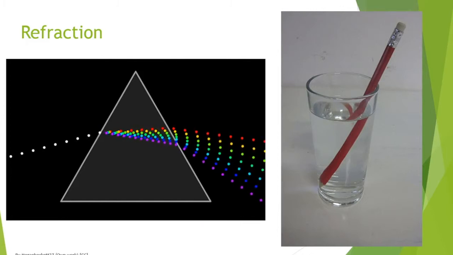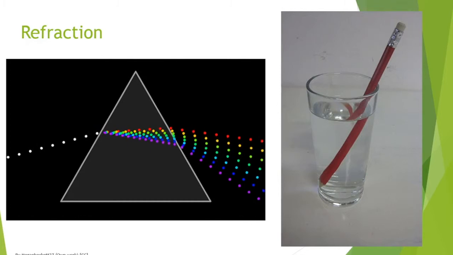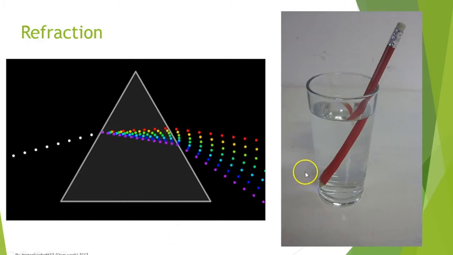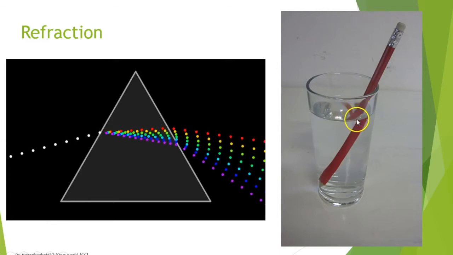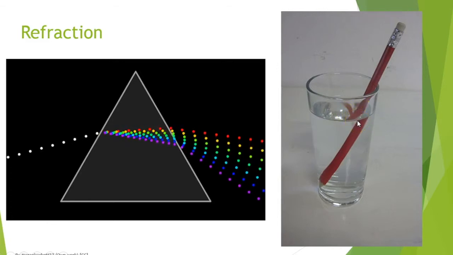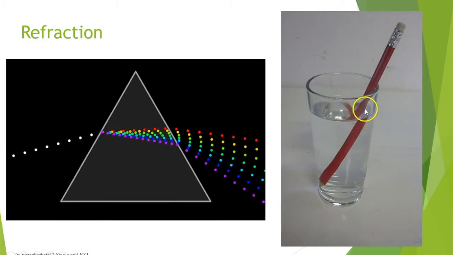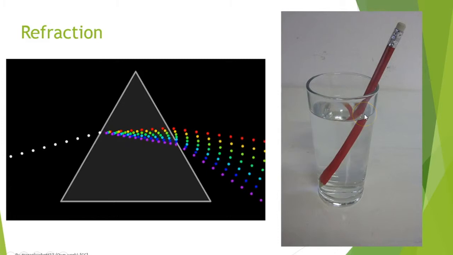Refraction is the bending of light, and the two common examples which are talked about in the standards are through a prism and through water. Whenever we see light bent, we're going to see an effect. In refraction of this, it's going to look like the pencil is not in one straight line.